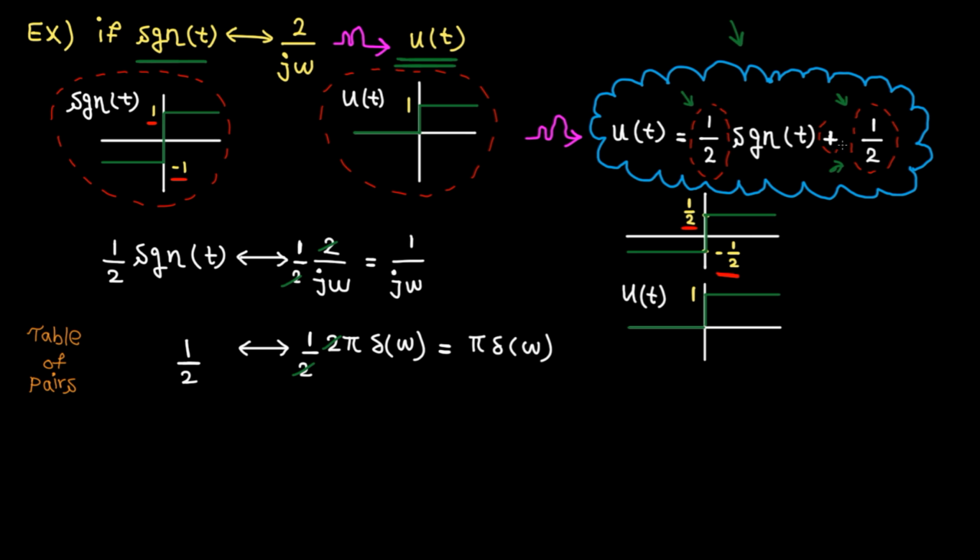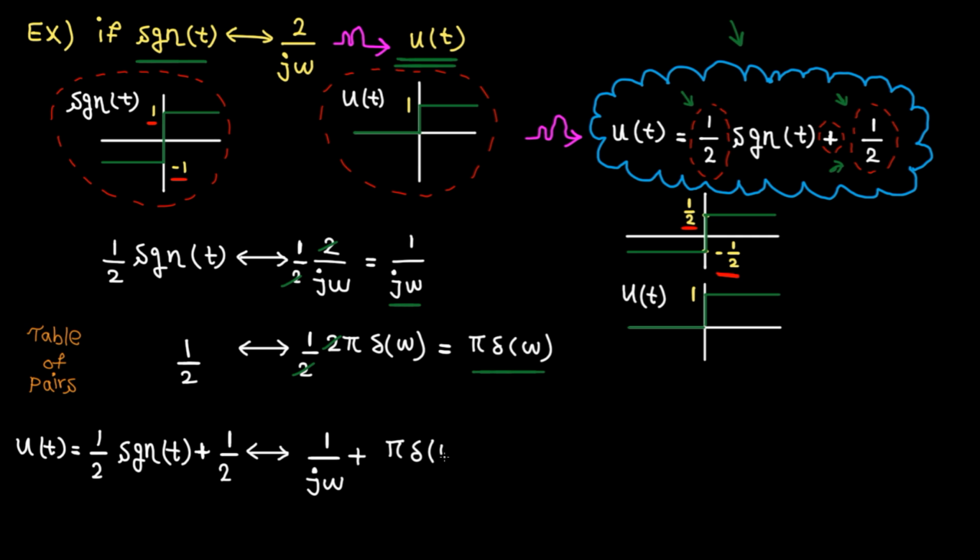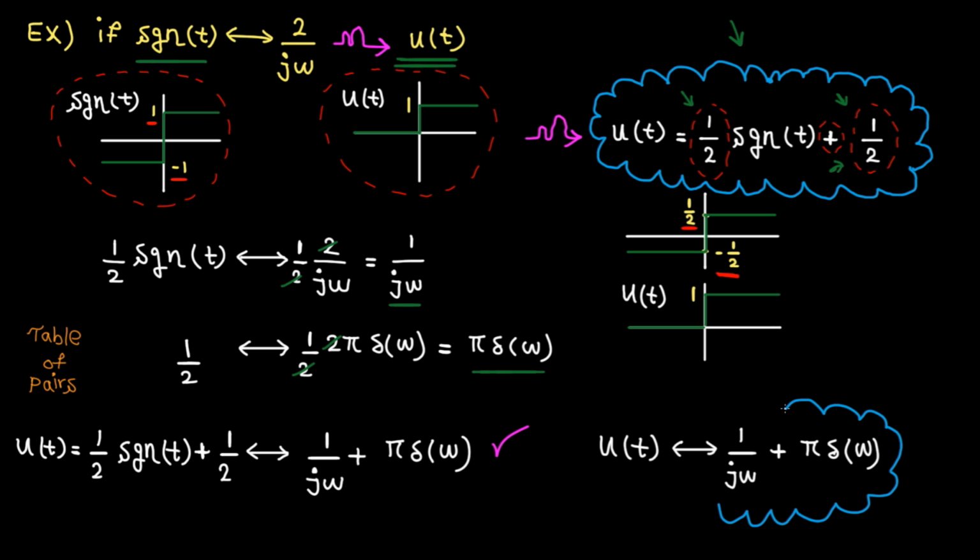Last step, let's add them up. So the Fourier transform of u of t is the summation of these terms. Done. Let me write it one more time as the Fourier transform of u of t is very useful.